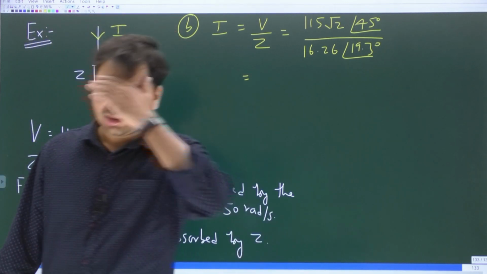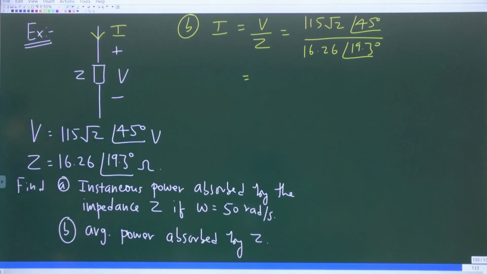What is the magnitude of the phasor current I? 10 at an angle 25.7. Okay, very good.